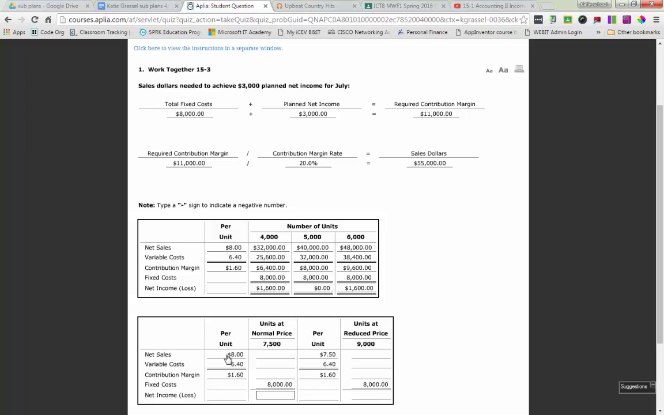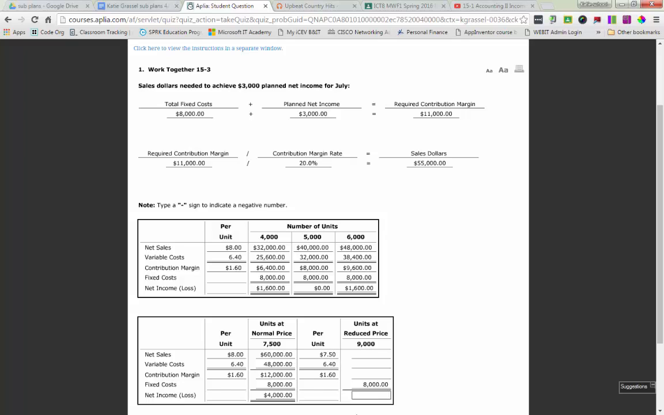Let's do my math. 7,500 times $8 is going to give me 60,000. 7,500 units at $6.40 for my variable cost is going to give me 48,000. Mathematically, 60,000 minus 48,000 is going to give me 12,000. So $12,000 subtract 8,000 is going to give me a net income of $4,000. Hey, that's pretty nice net income for one month. But they're going to go through and sell 9,000 units if they reduce the price to $7.50. Is that a good idea?